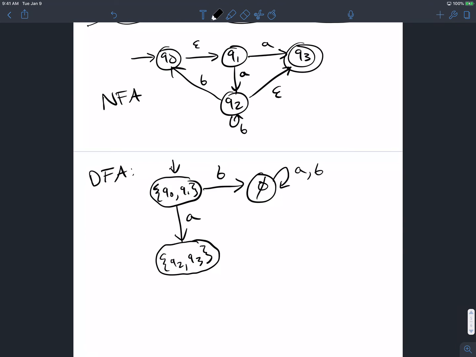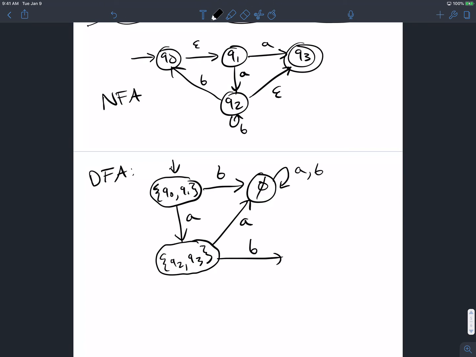Okay, so now we've got to deal with the 2-3 state right here. Where can we go on input A from 2 and 3? Where can Q2 go on A? Nowhere. Q3 on A? Nowhere. What state is that? Empty set. Isn't it nice when the paths just come back to states you already made? What about the B transition?